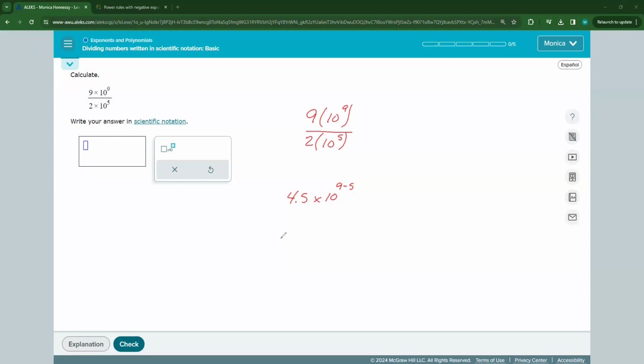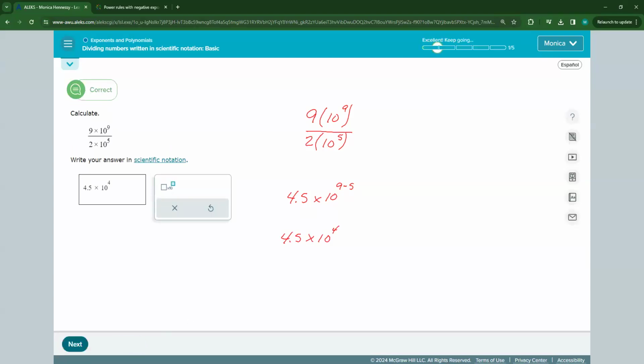So I'm going to have 4.5, which is scientific notation. I have 1 digit to the left of the decimal, and times 10, but 9 minus 5 is 4. Okay, so putting that in should not be too bad. 4.5 times 10 to the 4th. Check. Okay, so I do it in parts, and we're going to look at the next problem with that.